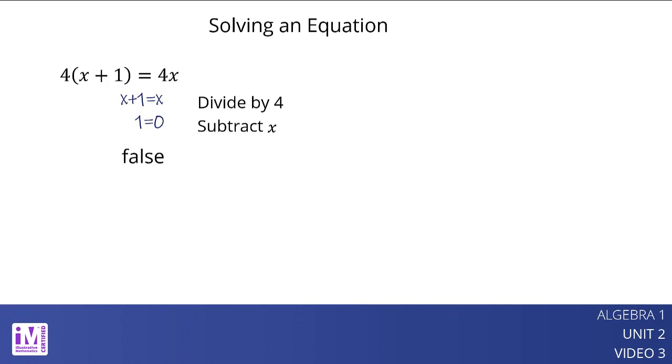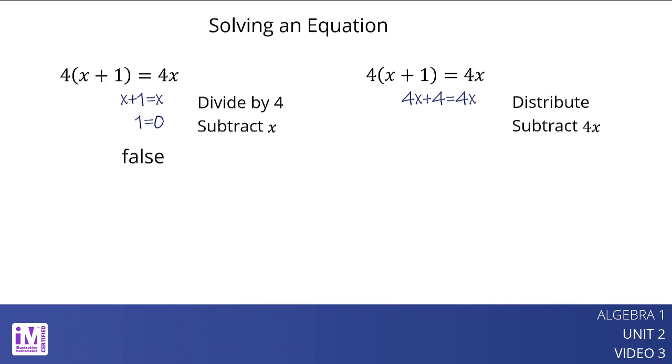Let's try again, starting with the original equation. 4 times the quantity x plus 1 equals 4x. Applying the distributive property to the left side results in 4x plus 4 equals 4x. Subtracting 4x from each side results in the equation 4 equals 0, which is a false statement. Each attempt shows acceptable moves, but the final equation is a false statement. Why is that?